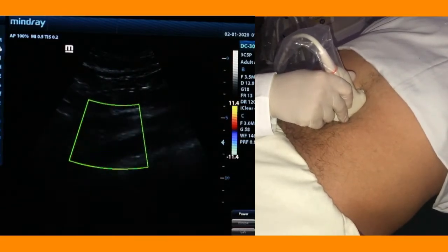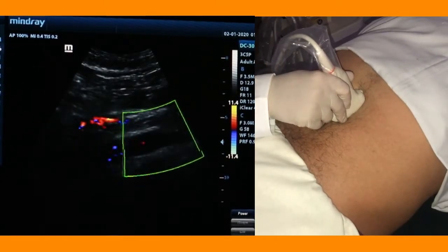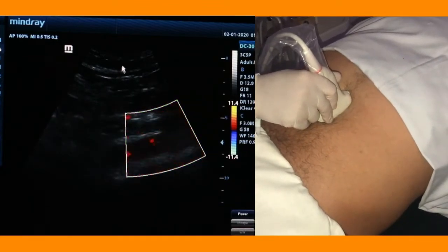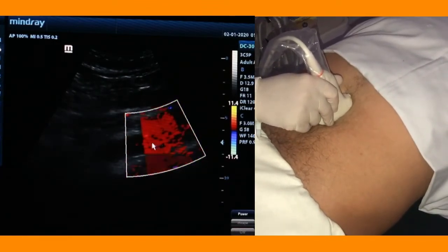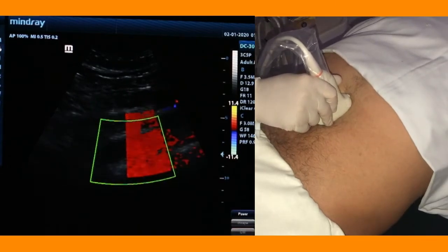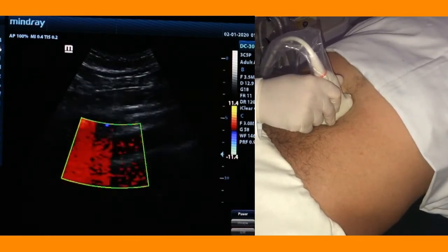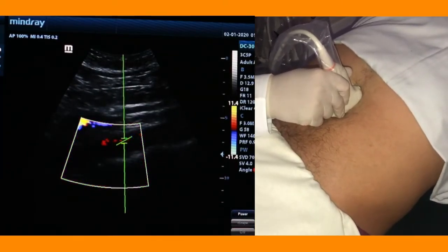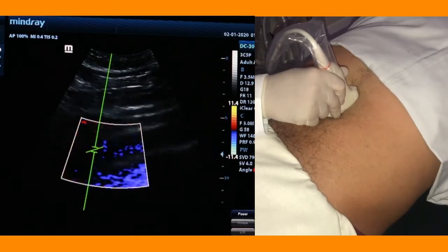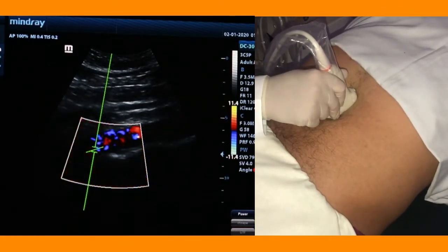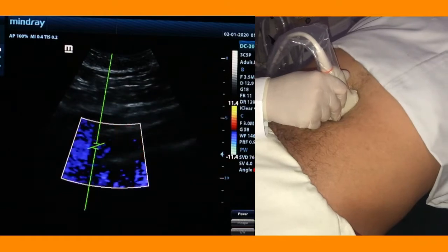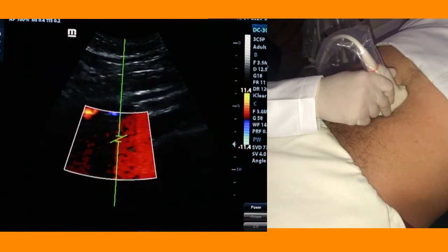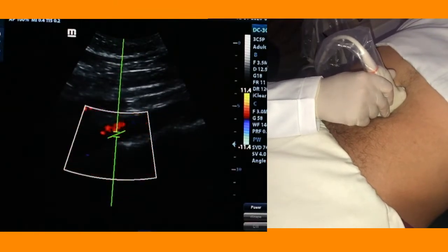Then apply the color. If you apply the color, don't put it like this. Here I am at 90 degrees. The beam is running like this, 90 degrees with the axis, so I should take the box in this angulated, cephalic area, and the color will appear. Then apply the spectral sample volume and the pulsed wave Doppler, with slight pressure with the probe and more angulation. You can get a good spectral study.